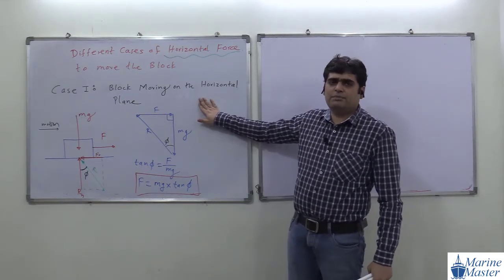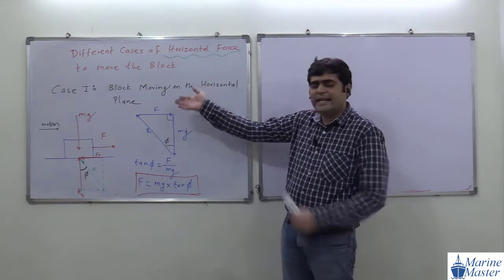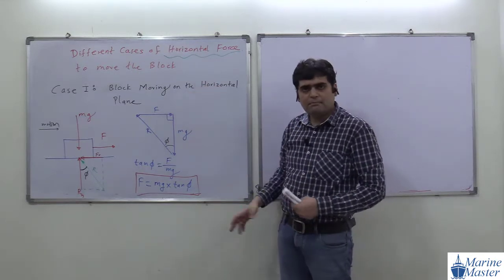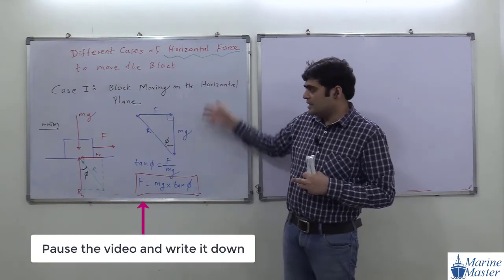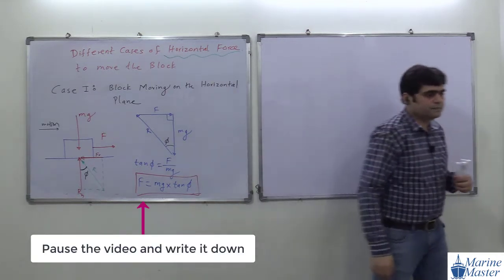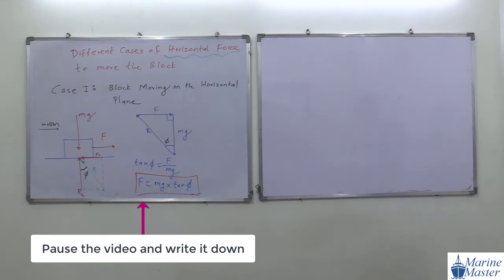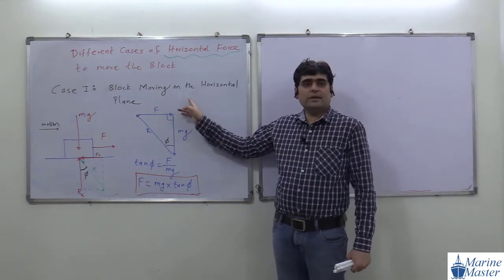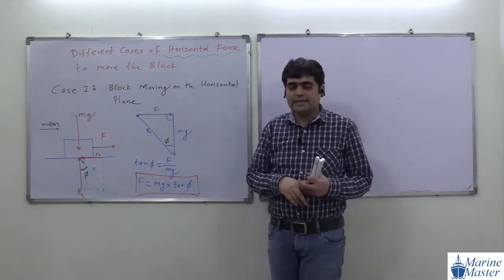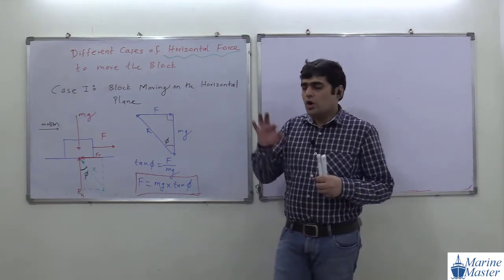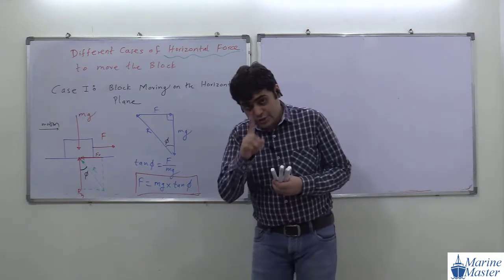Case 1 is very, very simple. In theory itself, we have written all these things, but I want to explain more things from this point. So please everyone, write down all these points. Case 1 is a block moving on the horizontal plane. Now case 2.